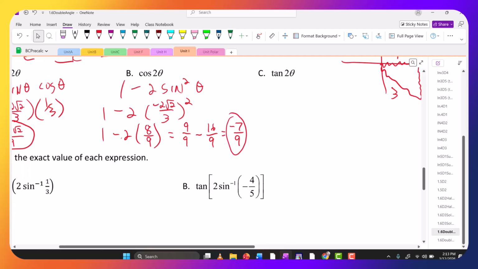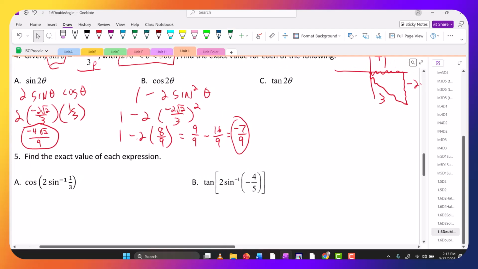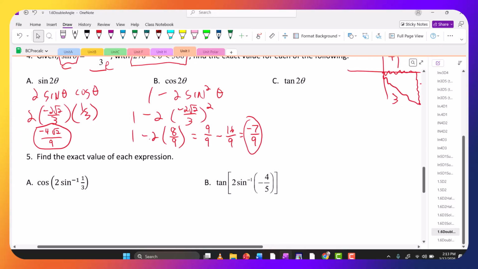You know what I did? This is what I did for tan 2 theta. And I think I'm going to check my notes when I do this. I already know what tan 2 theta is. What's tan? Tan is what letter over what letter? Y over X. So guess what tan 2 theta is? It is negative 4 root 2 over what? Negative 7. He's the only one that said it.